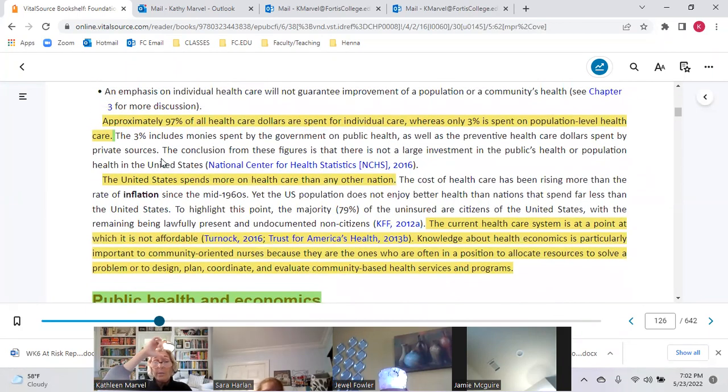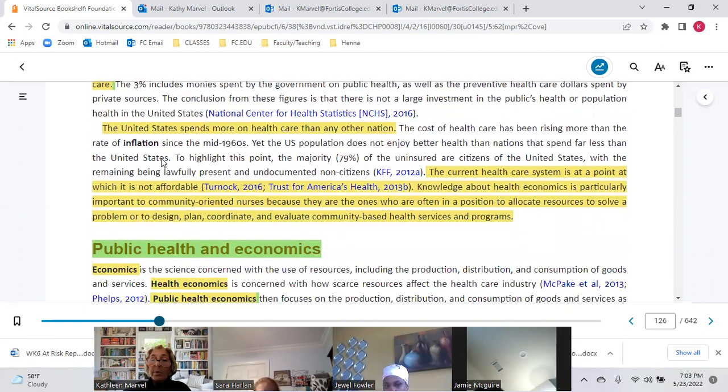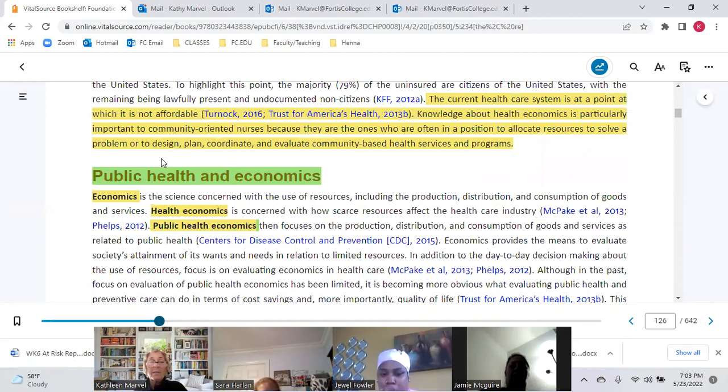And this is crazy to me. Approximately 97% of all healthcare dollars are spent for individual care, where only 3% are spent on population level healthcare. That means preventative. The United States spends more money on healthcare than any other nation. And we obviously know now that the current healthcare system is at a point where it's not affordable.